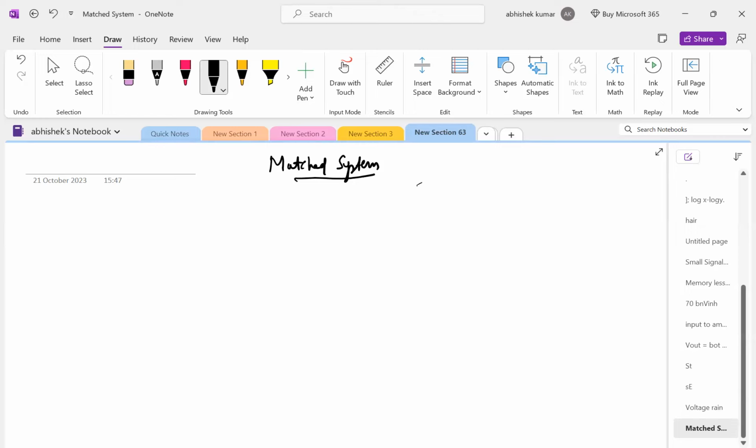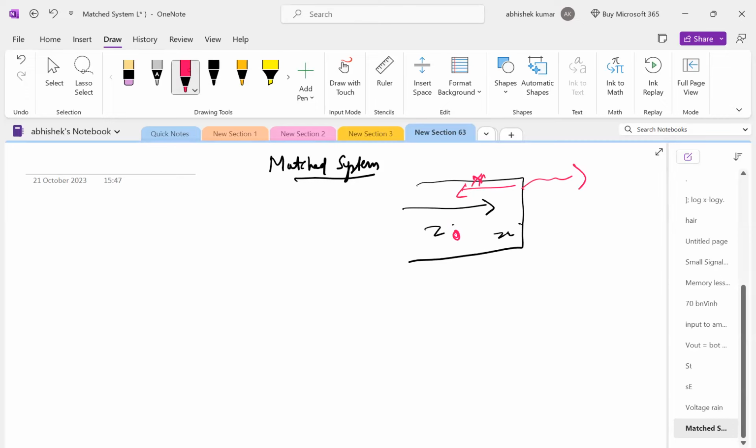Suppose in your transmission theory, you might have studied, if your Z in and Z L are equal to Z naught, if your input and output are matched, there will be no reflection. All of the signal will get transmitted. That's why we are studying the matched system. In the matched system, R output is equal to R input, so our power gain Gp equals Gv square. Are you getting it?